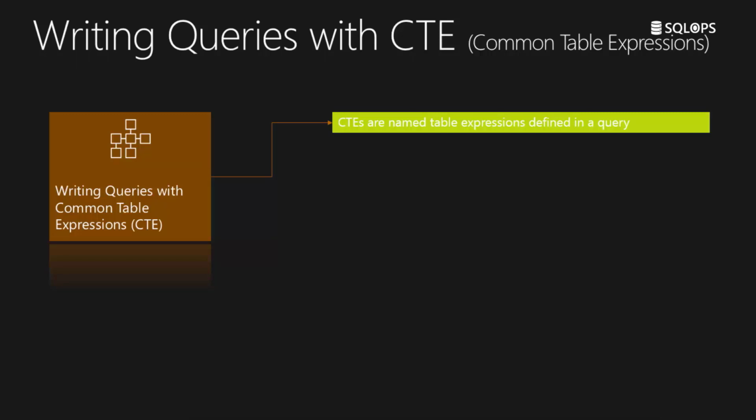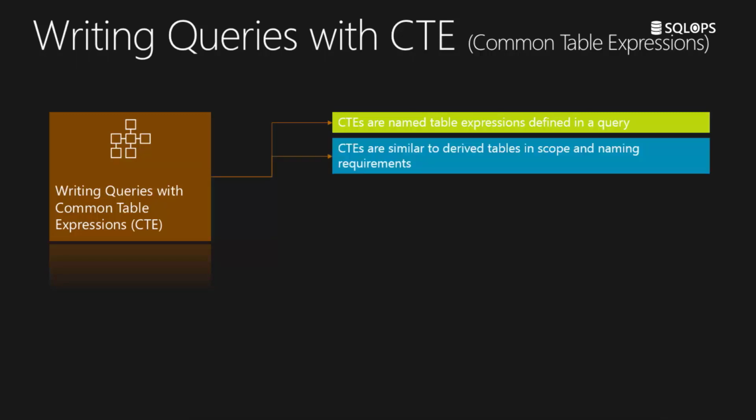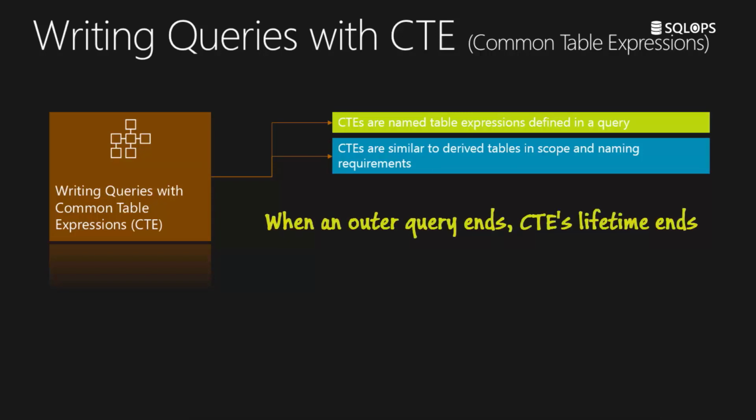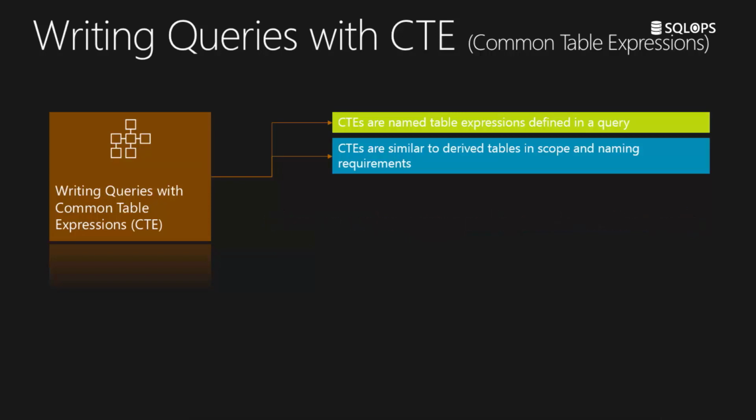When you're writing queries with CTEs, you need to know that CTEs are limited in scope to the execution of the outer query, just like a derived table, which means when the outer query ends, the CTE's lifetime ends. CTEs also require a name for the table expression as well as unique names for each of the columns referenced in the CTE select clause, just like a derived table. And to create those column aliases, CTEs can use inline or external aliases.